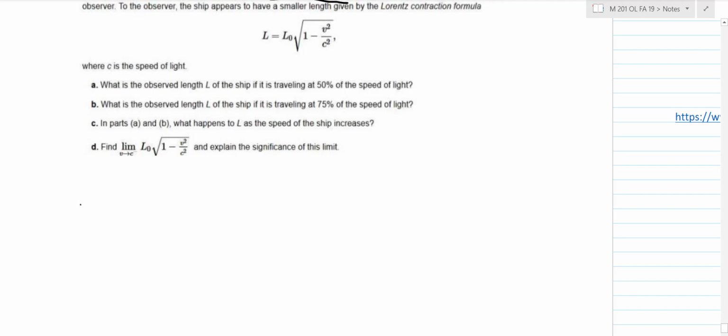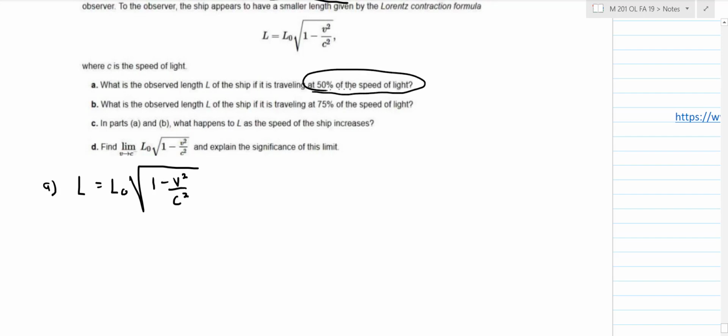Okay, so let's go ahead and take a look at this. In this part A, I'll show you what we're going to do. So let's start by writing down the Lorentz contraction formula. L equals L naught times the square root of 1 minus v squared over c squared. Okay, like this. And it says that we're traveling at 50% the speed of light.